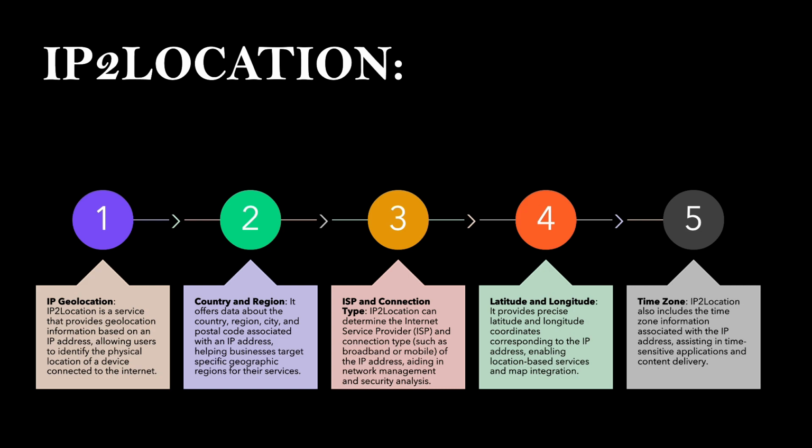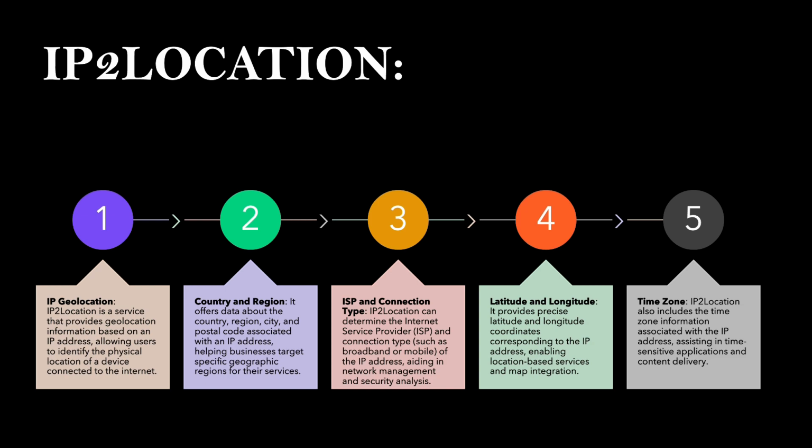IP geolocation is a service that provides geolocation information based on an IP address, allowing users to identify the physical location of a device connected to the internet. Country and region: it offers data about the country, region, city, and postal code associated with an IP address, helping businesses target specific geographic regions for this service.